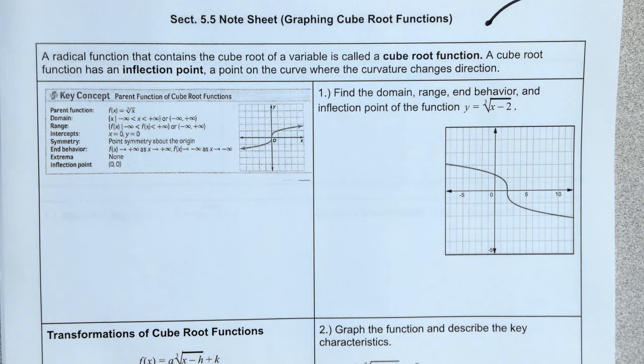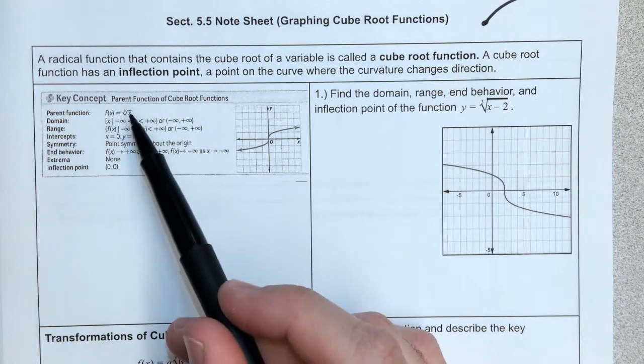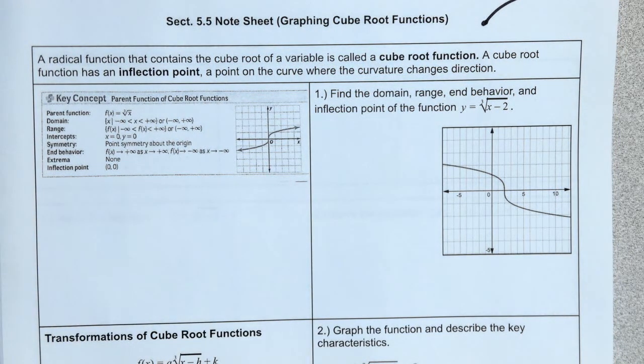So let's look at these for a little bit here. A cube root function is a radical function. That just means it's a root. It's got a root in it. You can see right here, it contains the cube root of a variable. That's a cube root function. All right.